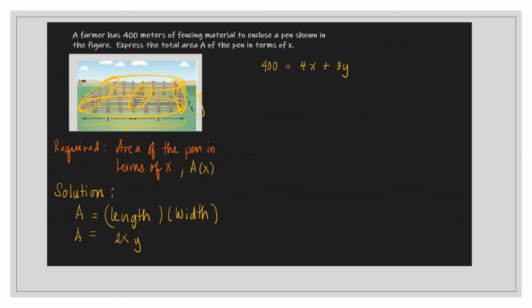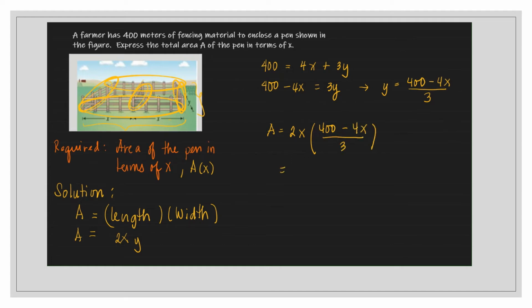So given this one, we can find that y is equal to, so first we transpose 4x. So we have 400 minus 4x will be 3y, which means y is equal to 400 minus 4x all over 3. We use this and replace y in the formula for area. So we have 2x times y, which is now 400 minus 4x all over 3.